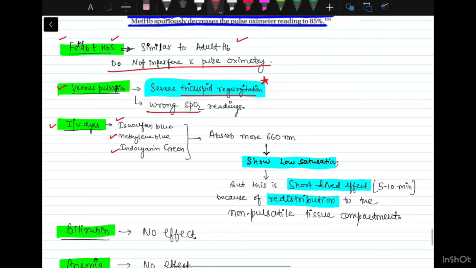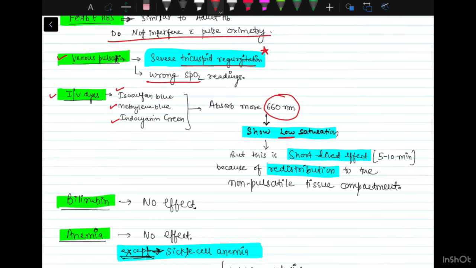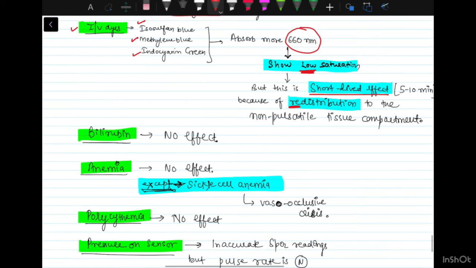Then regarding the IV dyes like isosulfan blue, methylene blue, indocyanine green, they absorb more of 660 nanometer light. That means it will show a low saturation, but this is a short-lived effect, and because of the redistribution of the dyes, it will start to show normal values.